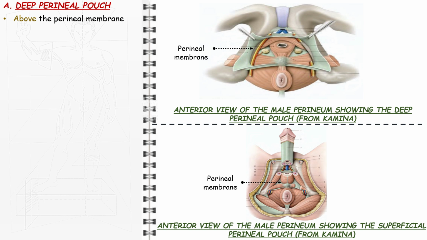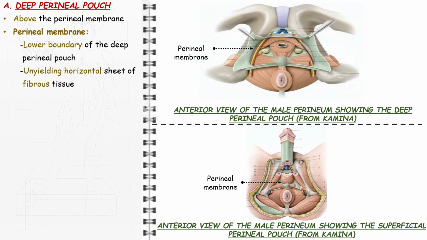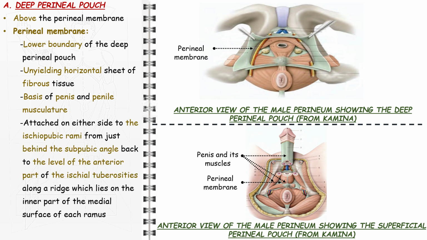Note that in the figure the perineal membrane has been incised and reclined by a pair of forceps. It is an unyielding sheet of fibrous tissue which forms the basis upon which the penis and penile musculature are fixed. It is attached on either side to the ischiopubic rami from just behind the subpubic angle back to the level of the anterior part of the ischial tuberosities, along a ridge which lies on the inner part of the medial surface of each ramus.